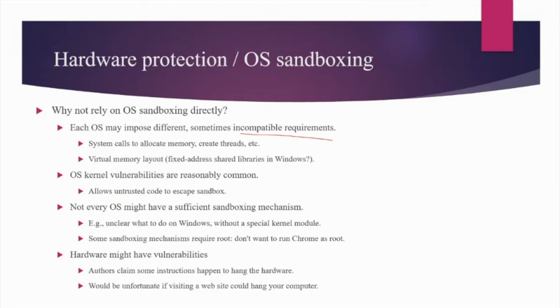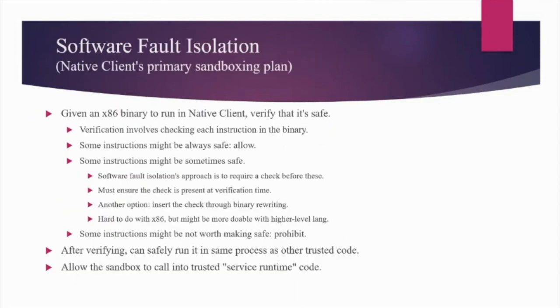Then it may be possible that the OS kernel is vulnerable and there are some security flaws in it, right? And there is a way for untrusted code to escape the sandbox. Not every OS might have a sufficient sandboxing mechanism. It is not necessary that all operating systems will support the sandboxing environment. Also, hardware may have vulnerabilities, right? The authors claim some instructions happen to hang up the hardware. Now, who is going to stop those instructions from executing? Okay, so that is the reason why hardware protection or OS sandboxing is not used much, and software fault isolation is the primary plan for native client.